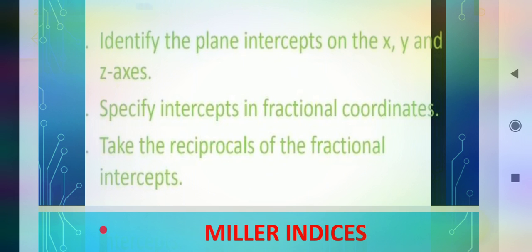Then we need to convert into whole number form. Thereafter, we need to reduce it into the least form. The least form answer is your Miller indices. Like that, we are going to calculate and write the Miller indices.